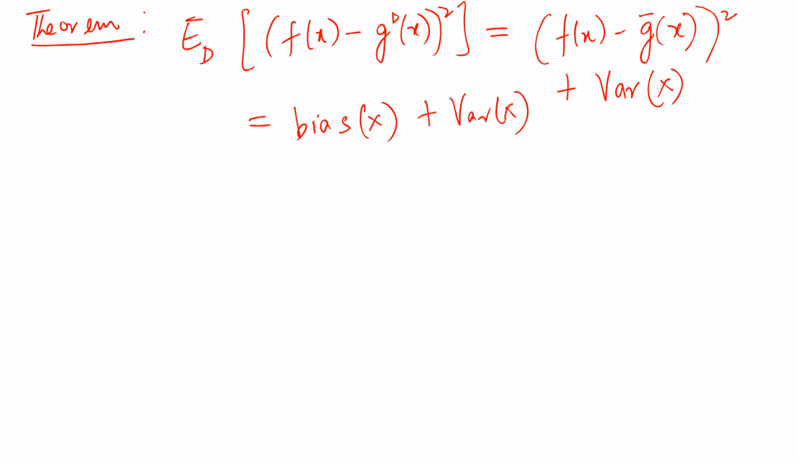And what exactly is the theorem telling us? This is the expected out of sample error over data sets. So this is the expected E out.